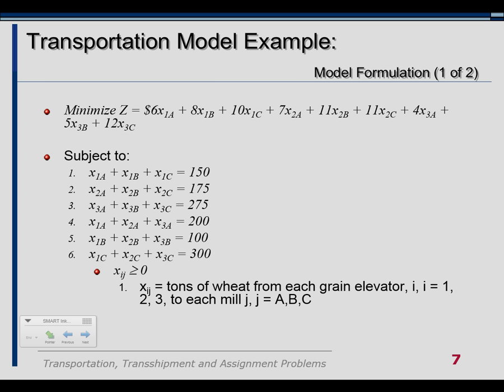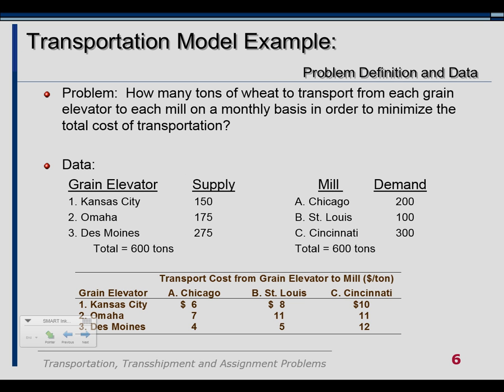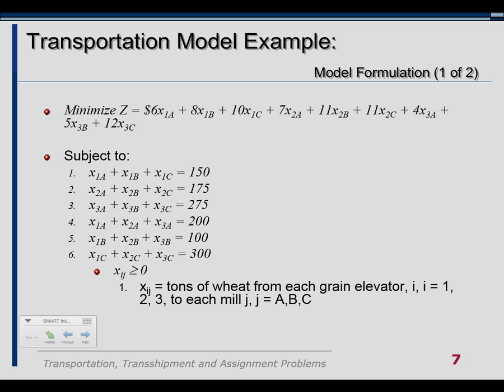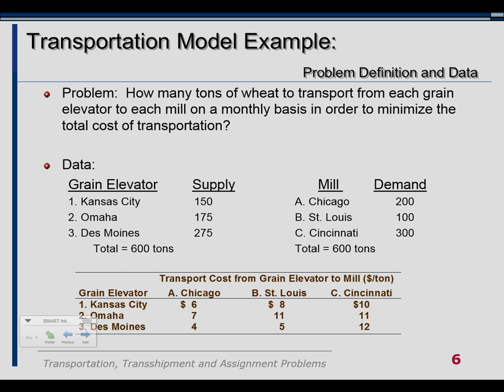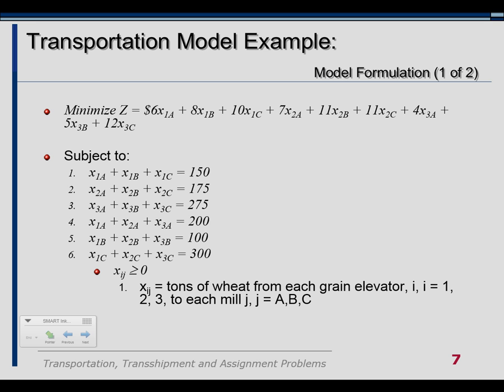Amount leaving Omaha has to be 175, the amount leaving Des Moines has to be 275. The last 3 constraints say the amount coming into Chicago has to be 200, the amount coming into St. Louis has to be 100, and the amount coming into Cincinnati has to be 300. All right? That's all there is to it. And then Xij is greater than or equal to 0, meaning that you can't send a negative amount.